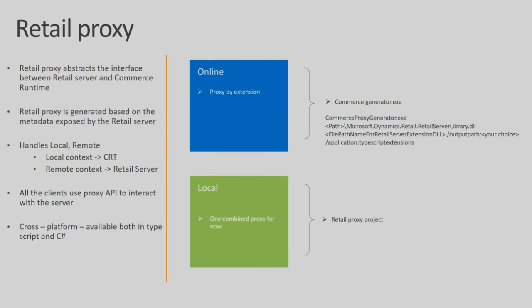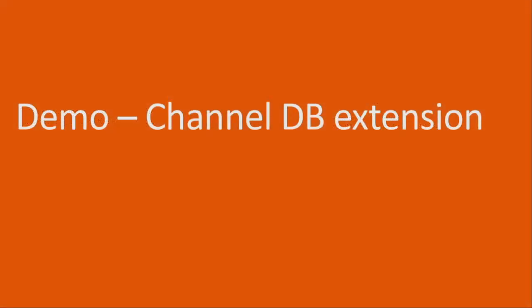And then for the offline mode, it's a C# proxy, which will also automatically generate that proxy for you. I will quickly show a demo. I think I showed the channel DB demo. I will quickly show how the retail proxy one works.